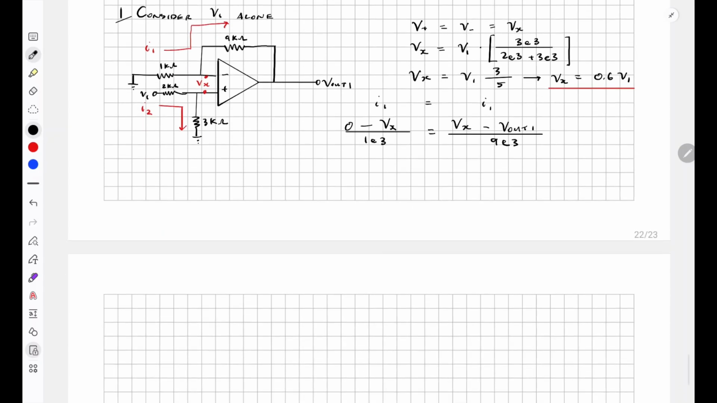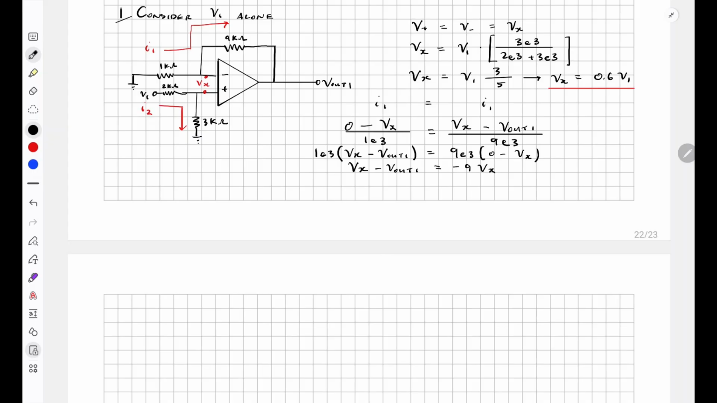Okay, and now I'm going to cross multiply across this equal sign. So we have the 1 kilo ohm here multiplied by Vx minus Vout1 is equal to 9 kilo ohms multiplied by 0 minus Vx here. And that is the same thing. You see the kilo ohms cancel. So Vx minus Vout1 is equal to negative 9 Vx.